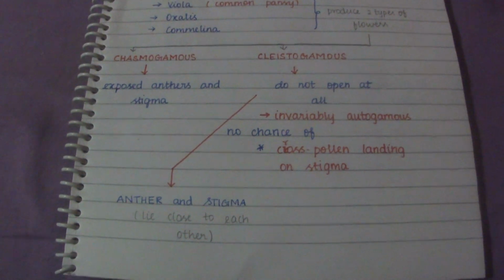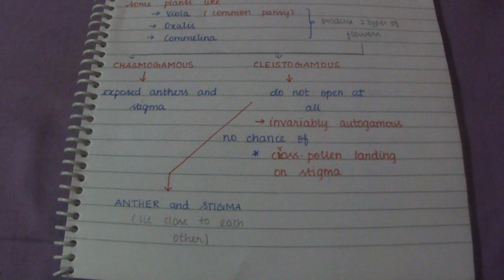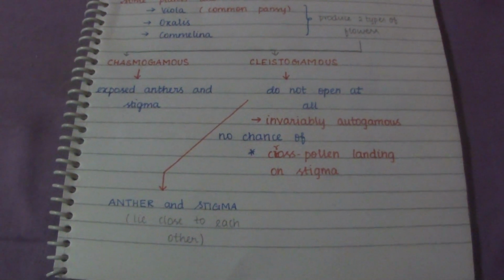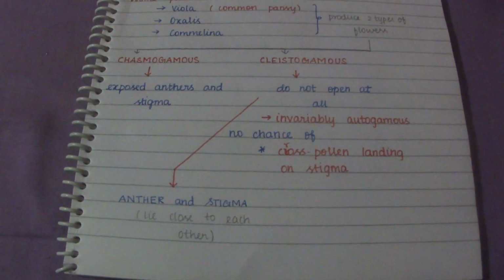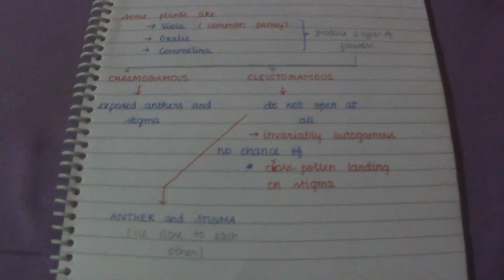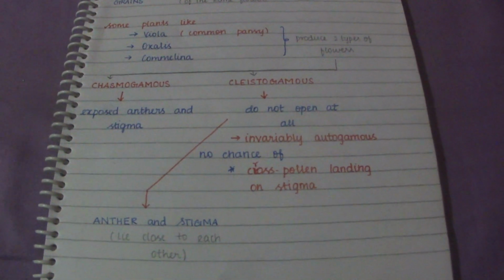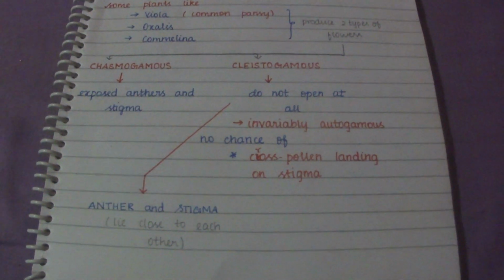So there will be no chance of cross pollination, because if the flower opens, the pollen grains of other flowers may get onto the stigma. But here there is no chance of cross pollen landing on the stigma. So here cross pollination does not occur.